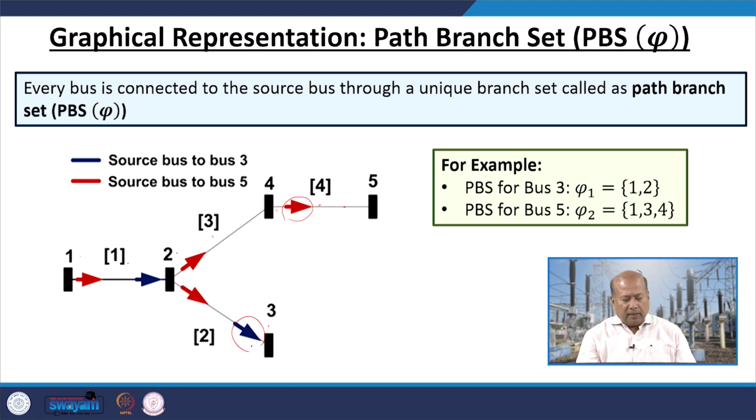Now, let us calculate the path branch set PBS for bus number 3. If I am interested in calculating this one, the set is going to be branch 1 and branch 2. So, basically, from the source, how we are going to reach this point 3. Similarly, when I calculate for bus 5, it is going to be 1, 3 and 4. So, PBS, that is, every bus connected to the source bus through a unique branch set, is known as my PBS. For bus number 3, it is going to be 1 and 2, and for bus number 5, it is going to be 1, 3 and 4.